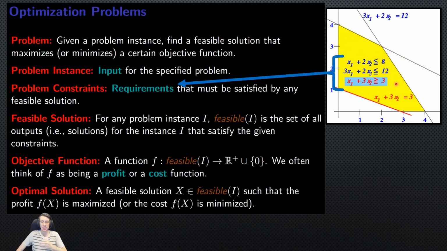Constraints represent some sort of requirements that have to be satisfied by any feasible solution. So for this linear program, the constraints are x1 plus 2x2 has to be less than or equal to 8. 3x1 plus 2x2 has to be less than or equal to 12, and so on. Each of these constraints actually represents a line, right? There is a line where x1 plus 3x2 equals 3. That's this line down here. And the inequality doesn't represent a line, but rather a half plane.